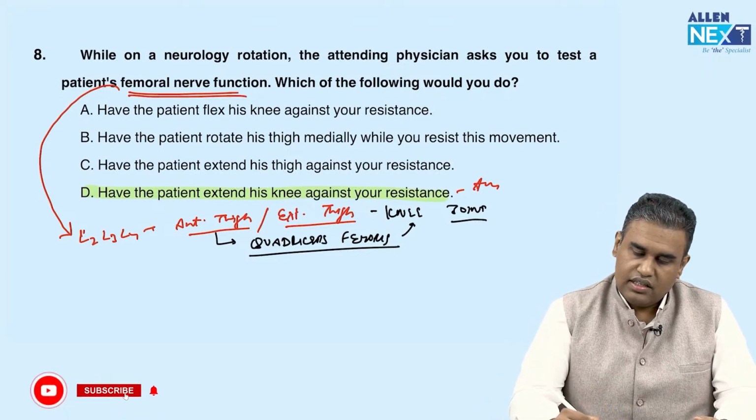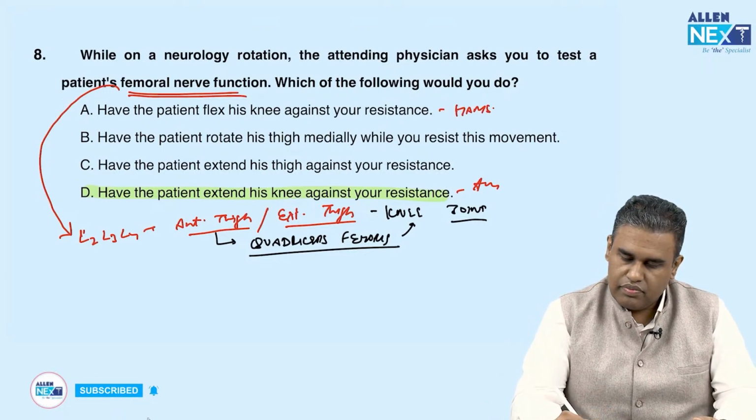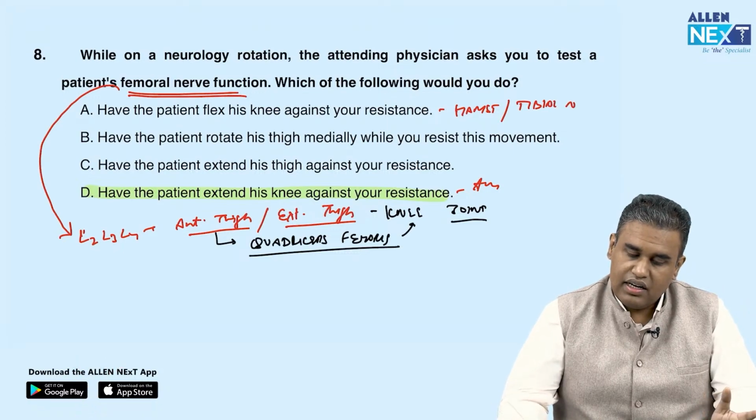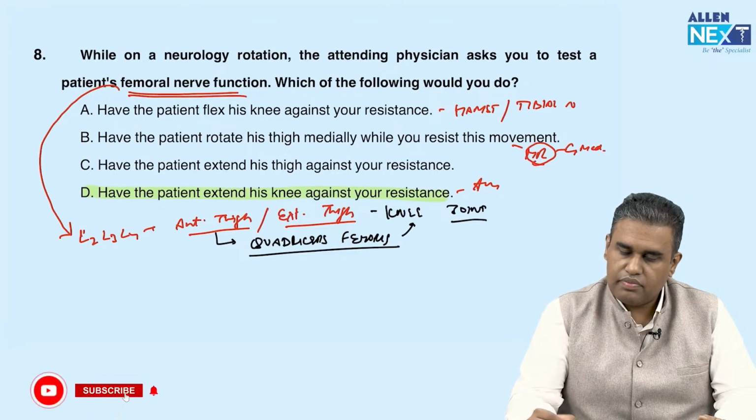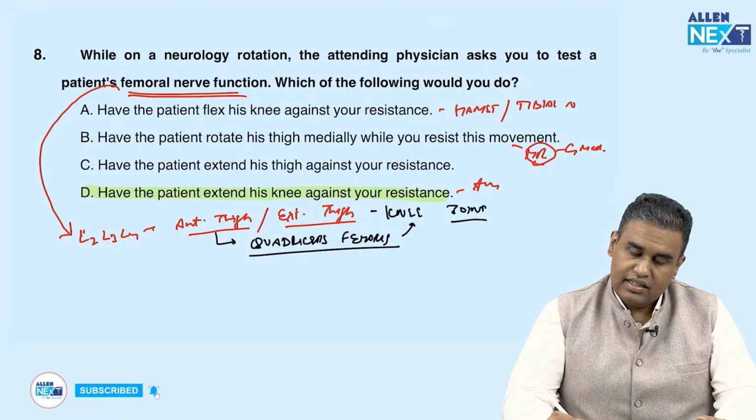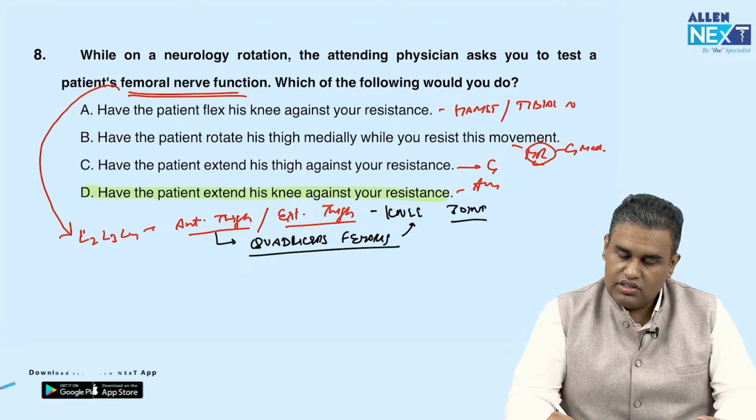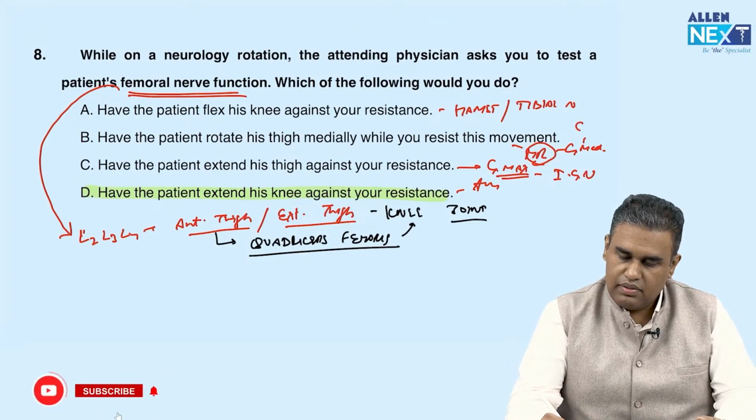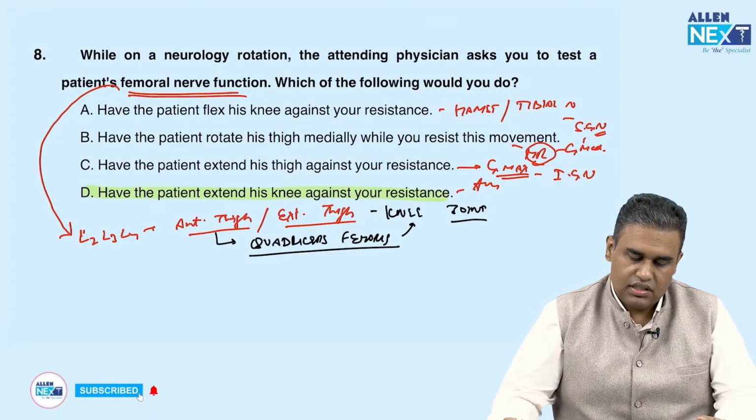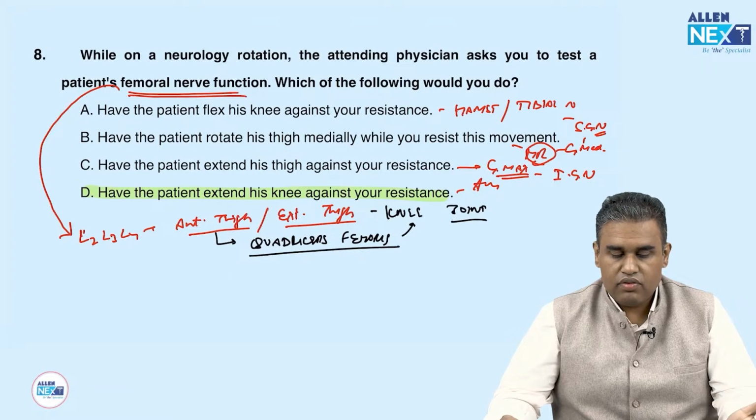Have the patient flex the knee. This is done by the hamstrings, supplied by the tibial nerve. Have the patient rotate the thigh medially. Medial rotation of the thigh is done by again gluteus medius and minimus. Have the patient extend the thigh against resistance. Extension of the thigh is by gluteus maximus, supplied by the inferior gluteal nerve, while the medius is supplied by the superior gluteal nerve. So nerves and muscles. Femoral nerve, remember which compartment, that's enough.